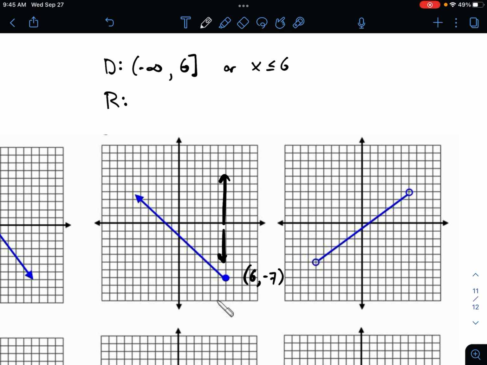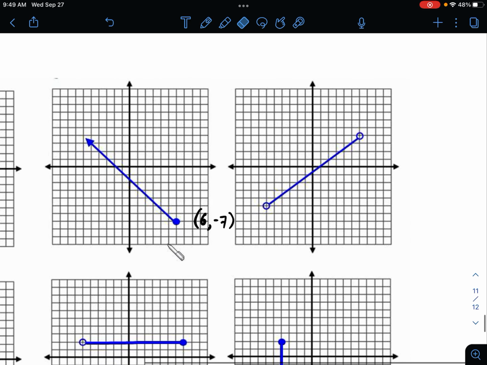And then the range is how far up and how far down do we go? Well, I know the lowest it will ever be is here at negative 7, right? So the lowest we can be is at negative 7 inclusive, and it goes all the way up. It keeps going up, keeps going up forever. So the highest we can ever get to is infinity. So this would be interval notation, or I could just say that my y values are greater than or equal to negative 7.